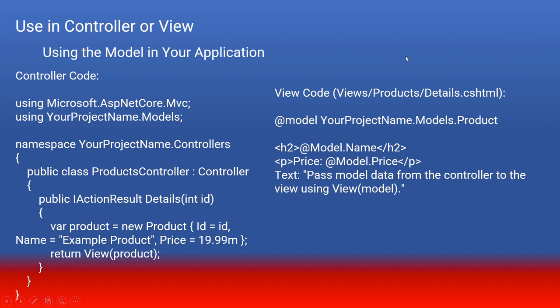In the Details.cshtml view, we use the @model directive to specify the type of the model that the view expects. Then we can access the properties of the model using the Model syntax. For example, @Model.Name will display the name of the product and @Model.Price will display the price of the product.